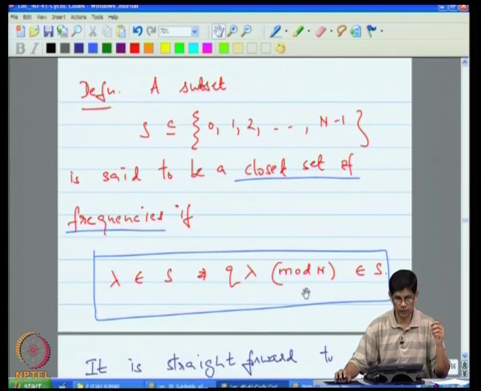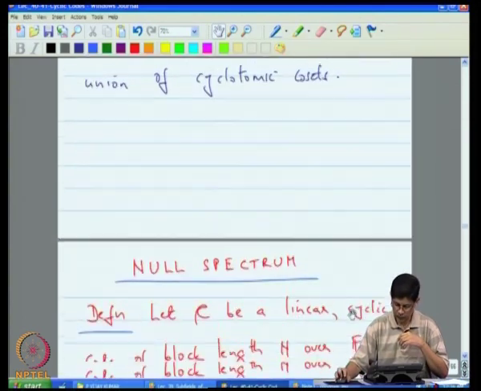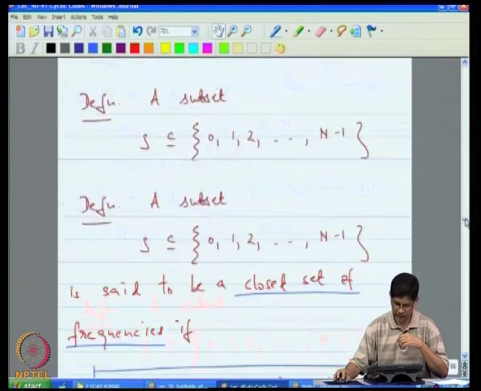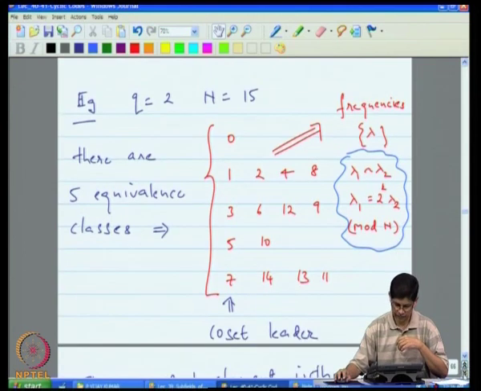Then we defined the notion of a closed set of frequencies, that is, a set of frequencies is a closed set if it is closed under multiplication by q modulo n. And an easy way to actually picture this is that a closed set is precisely the union of q cyclotomic cosets mod n. So, for example, here if you go back here, then any closed set is just a union of certain of these cyclotomic cosets.